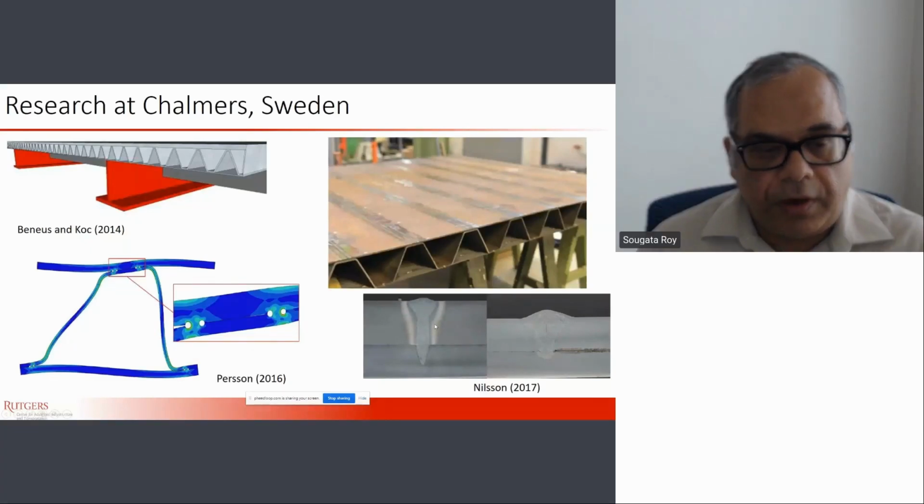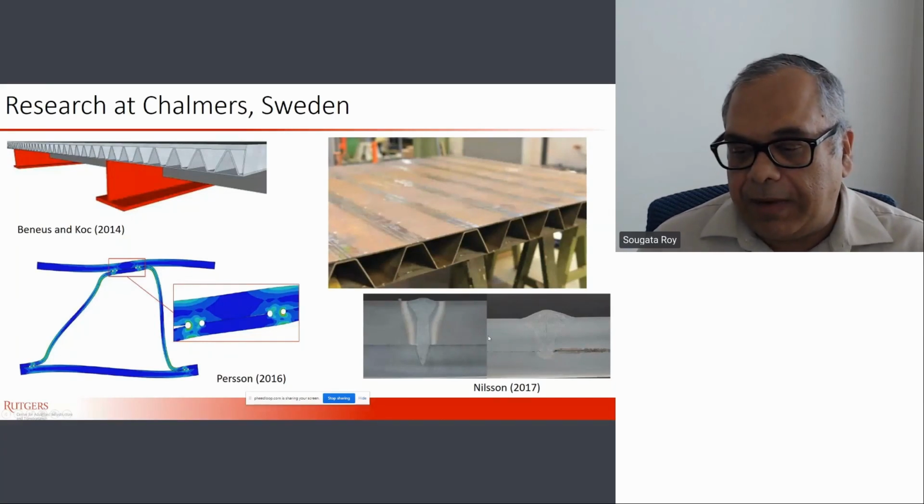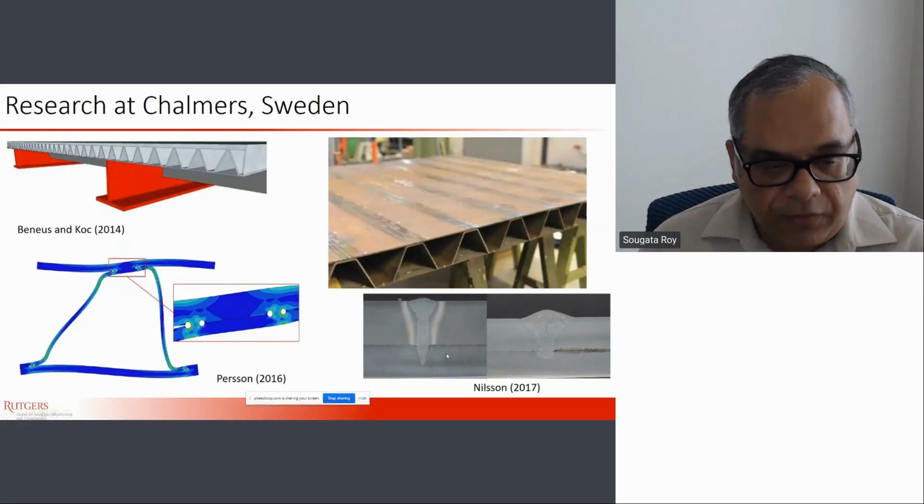So that helps you to fabricate this deck. This kind of weld is also called a stake weld, like a nail. You're coming from outside and penetrating through.